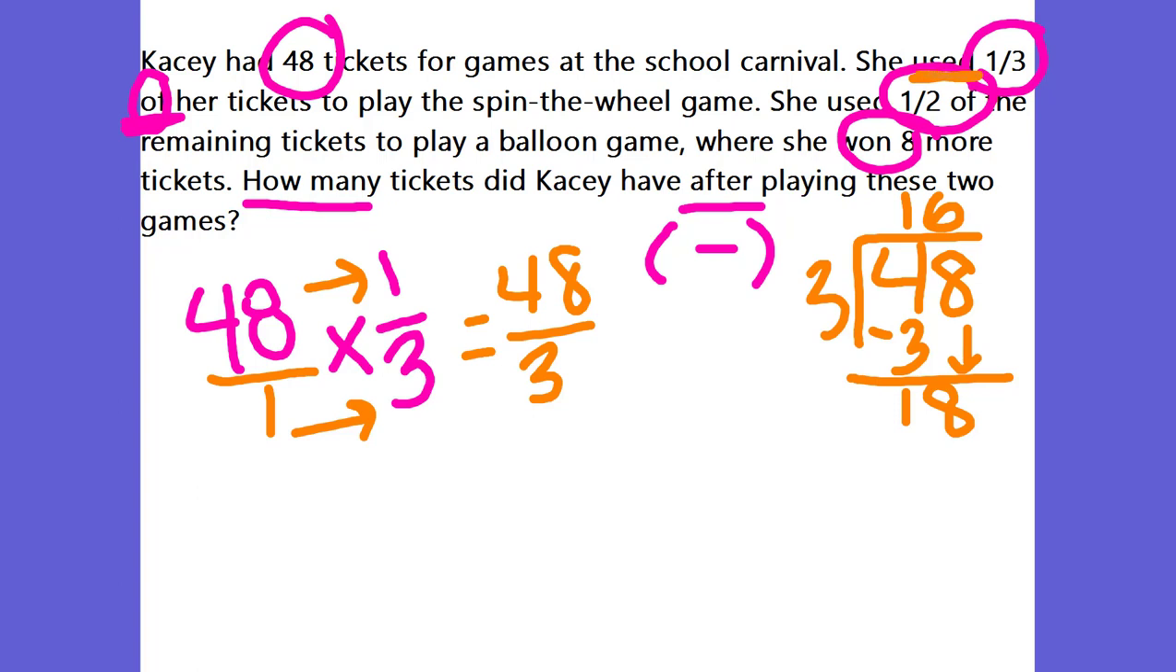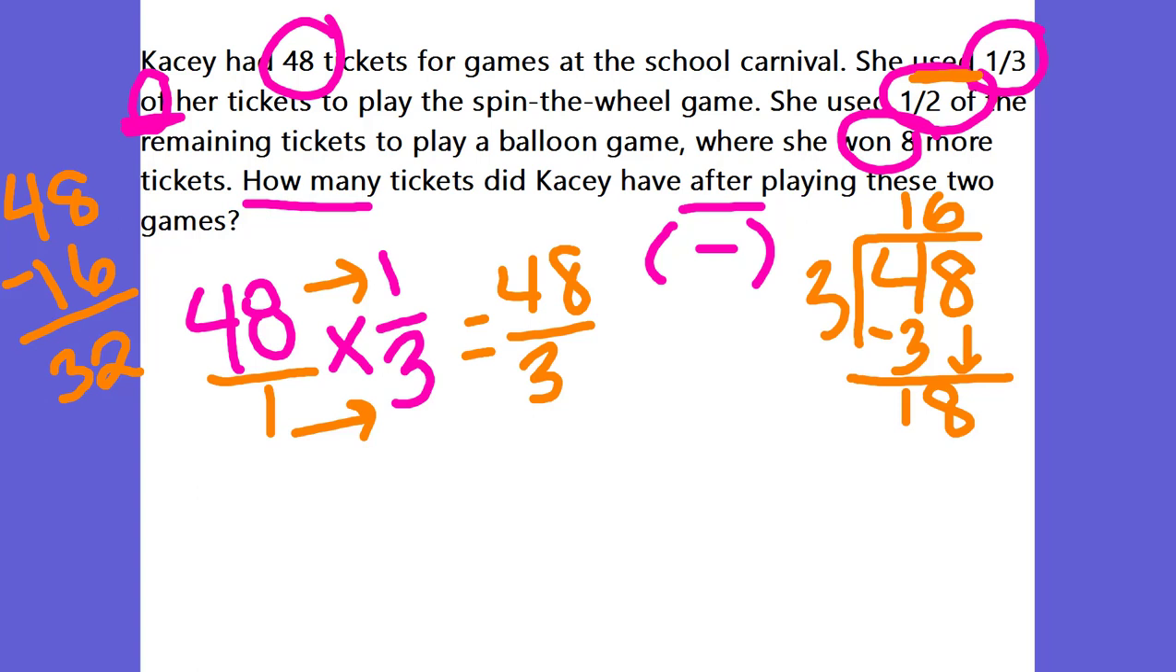Right here it said she used these. So she does not have these anymore. So on this side over here, I'm going to go ahead and subtract them because she has already lost these tickets. So 8 minus 6 is 2. 4 minus 1 is 3. So right now, Casey has 32 tickets.